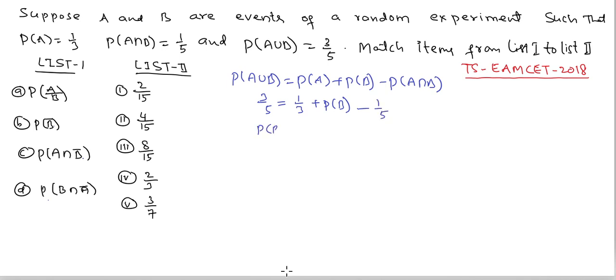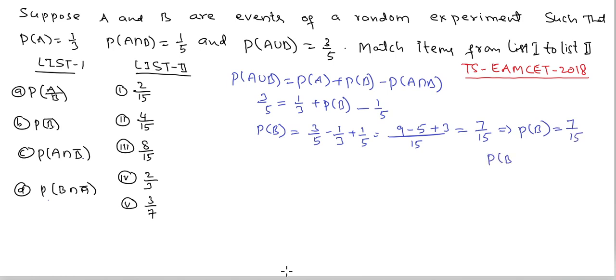So P of B is equal to 3 by 5 minus 1 by 3 plus 1 by 5, that is equal to, taking LCM 15, 9 minus 5 plus 3. So 9 minus 5 is 4, 4 plus 3 is 7 by 15. Therefore P of B is equal to 7 by 15.